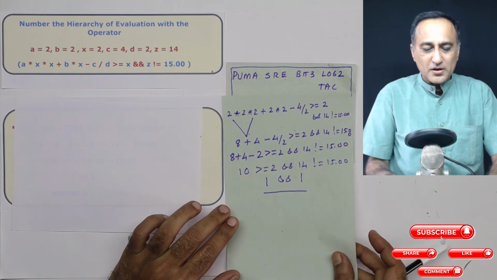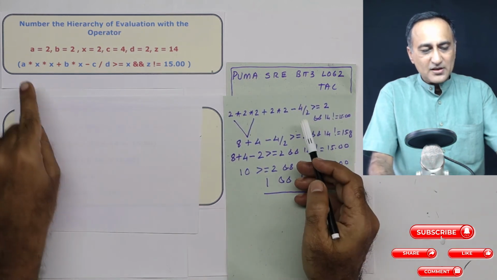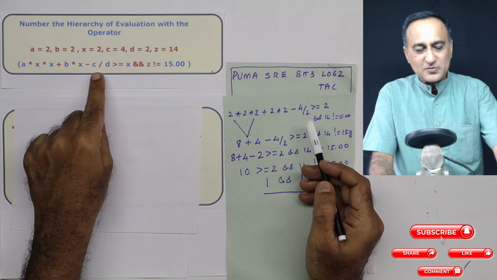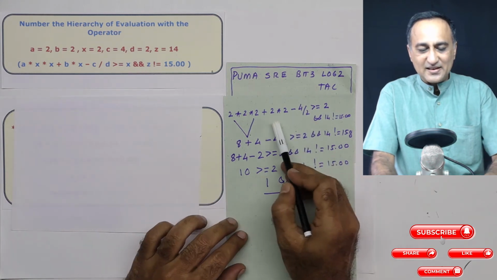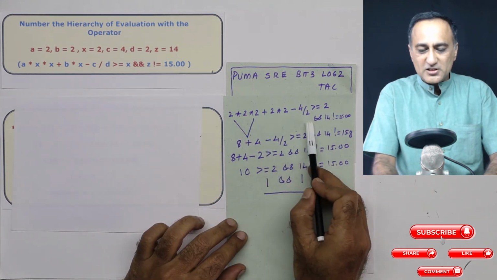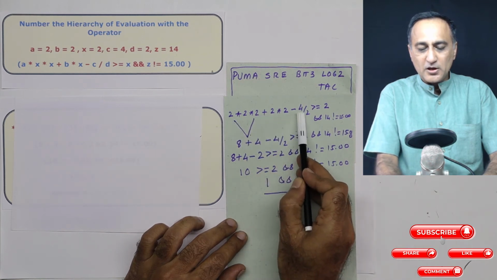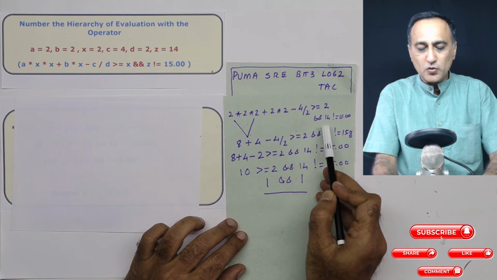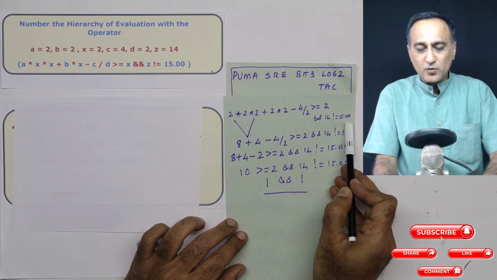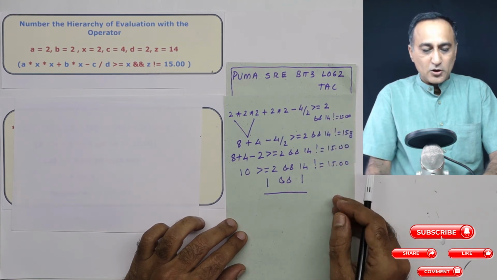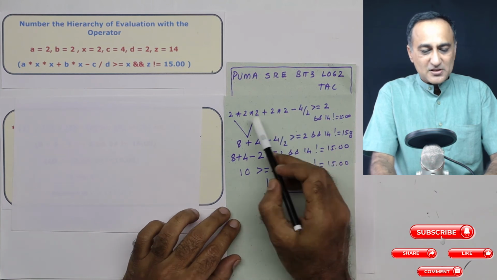Now what I am going to do here is substitute the values of a, b, c, d, x and z. So if you see, these are all the substituted values here: 2 into 2 into 2 plus 2 into 2 minus 4 by 2 greater than or equal to 2, and 14 not equal to 15.